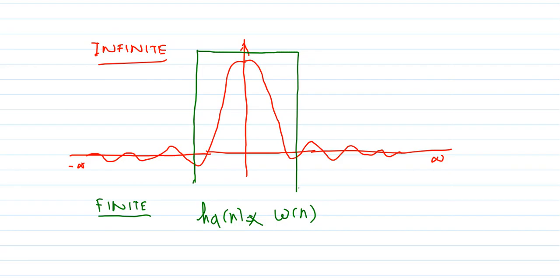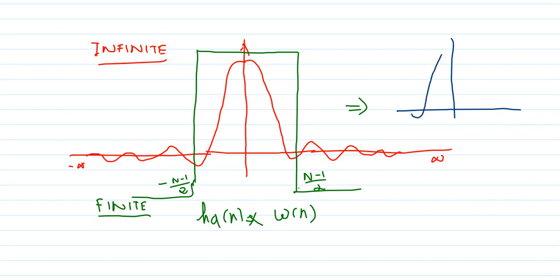This is a window function which is of limited range, which is from minus (N minus 1) by 2 to (N minus 1) by 2. If you multiply these two signals, what happens? Now your signal has a finite range, because beyond this range the window function is 0. So what will be my result? My result will be something like this. The range is from minus (N minus 1) by 2 to (N minus 1) by 2.